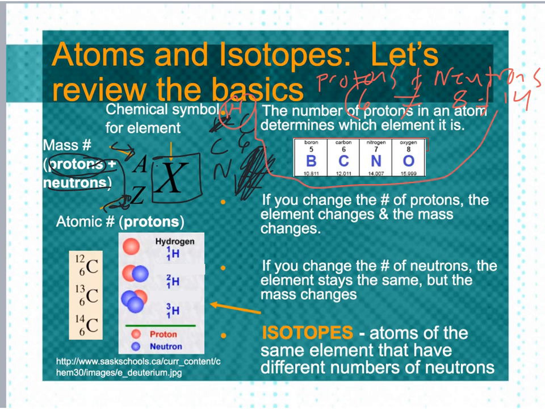The number of protons in an atom determines which element it is. We already talked about that. If you change the number of protons, the element changes and the mass changes. So if I draw it a little bit bigger over here, if we have carbon 14 and we ever change this number down here to 7, then it changes the whole element to nitrogen, okay?